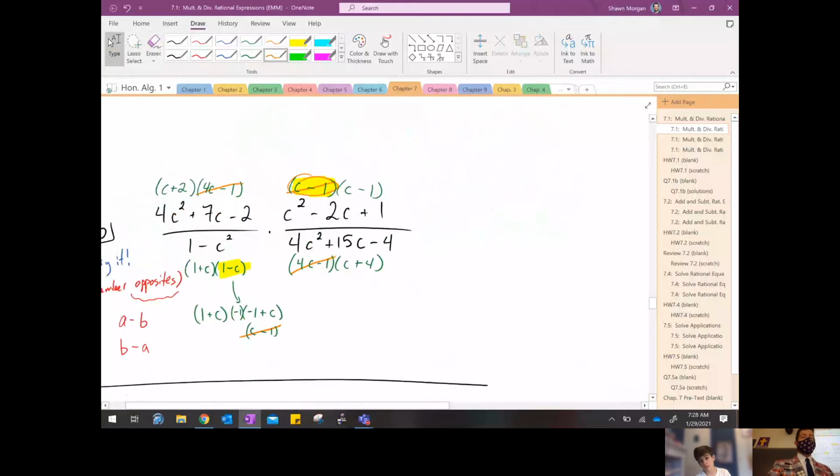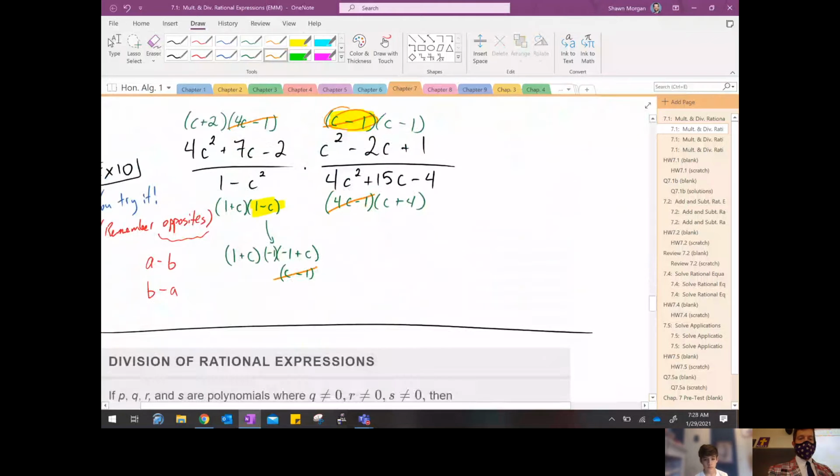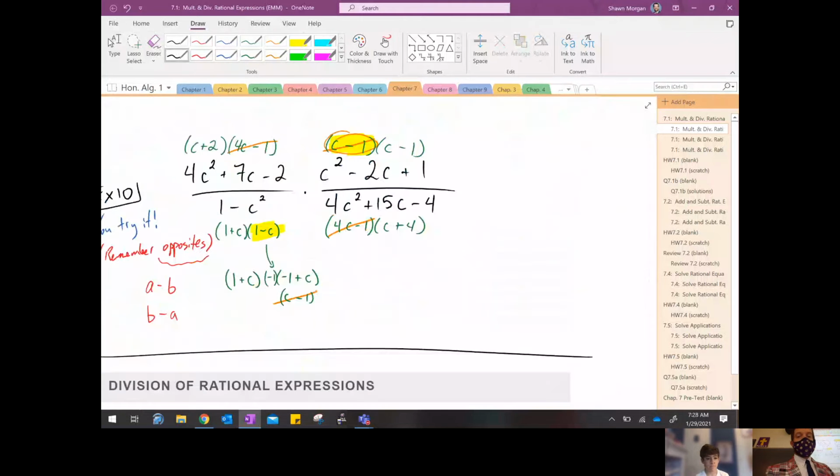Now, that being said, let's take stock of what's left over now. Okay, so there's a c plus 2 up top. There's a c minus 1 up top. Okay, there's a 1 plus c on the bottom. I'm going to go ahead and write that as c plus 1 just because I like to have my variable listed first if I can. There's a -1. I'm going to just put that as a negative right there. Okay, so we've done this, this, this, this. What else is there? C plus 4, good.